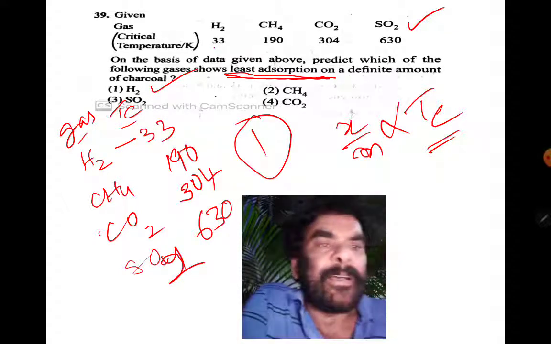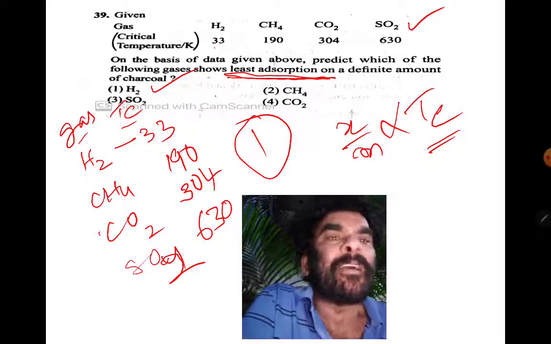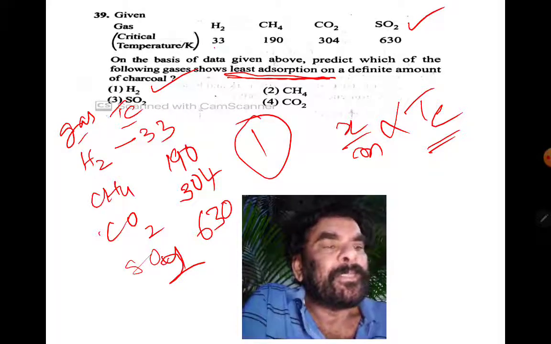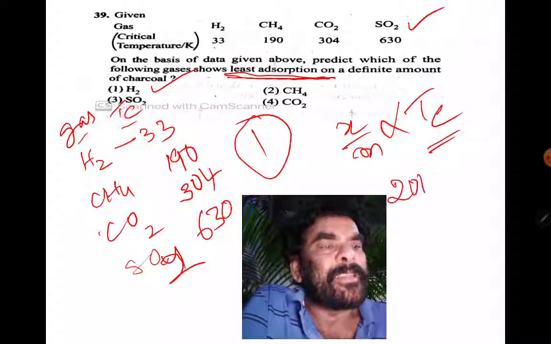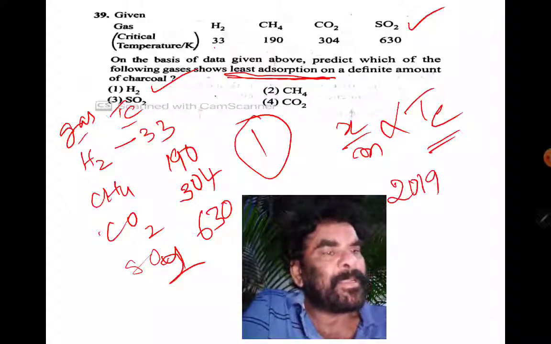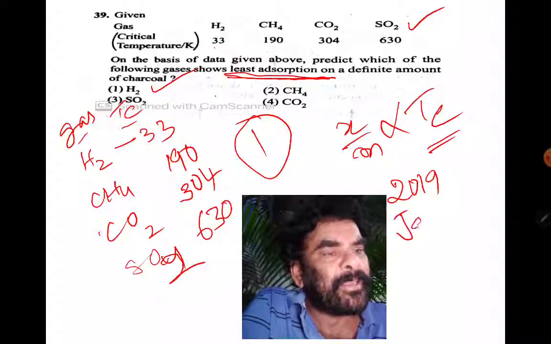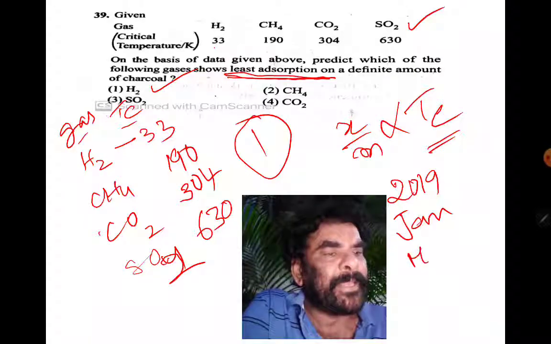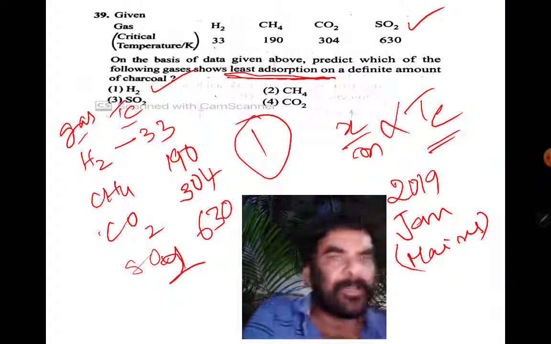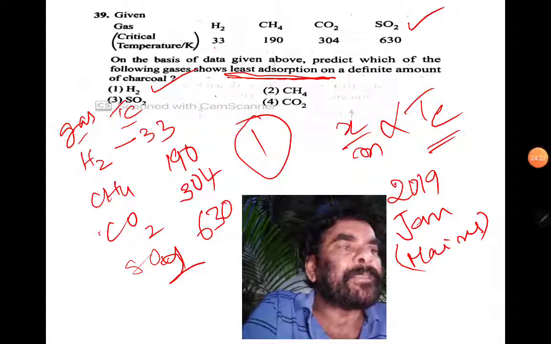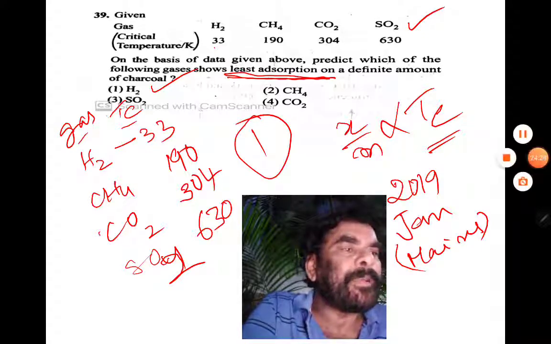There are 9 questions in the January 2019 mains, in the total 6 papers, and that's why.